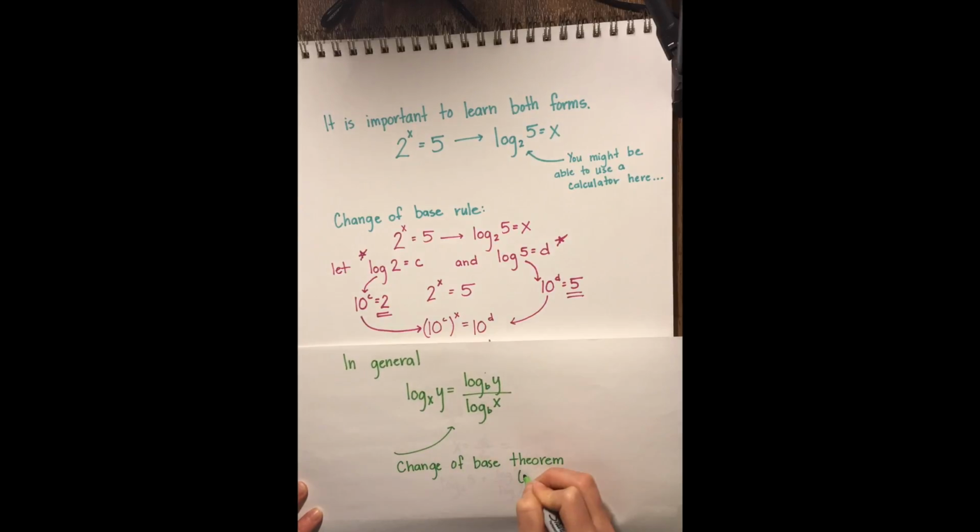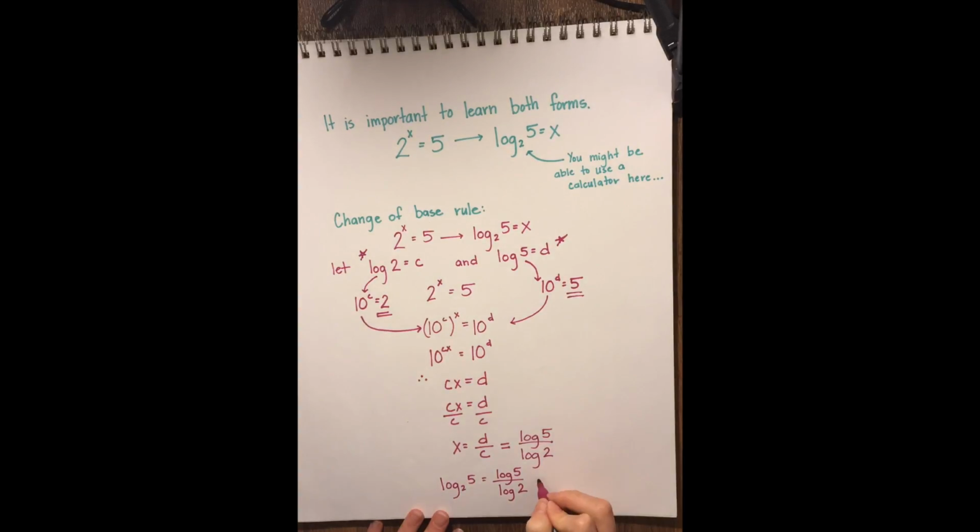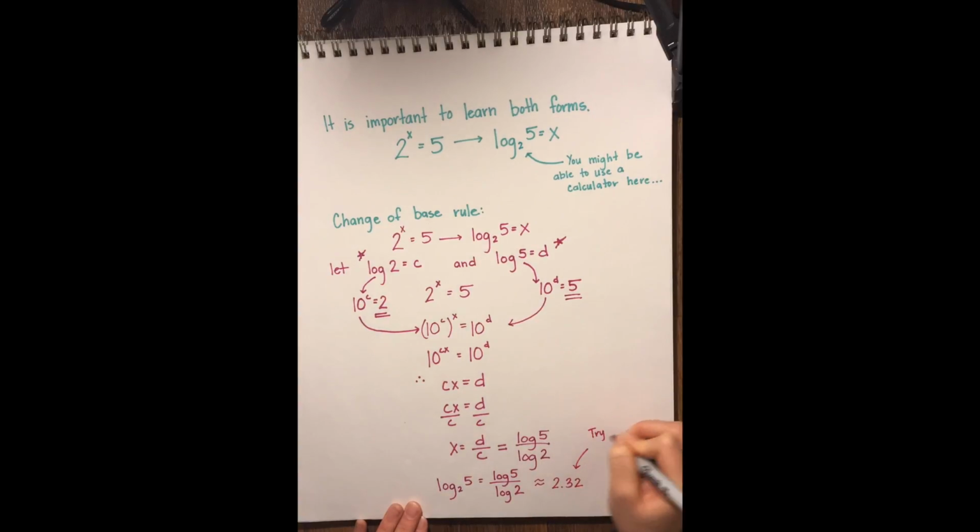Let's look back at our specific example. If you actually type log 5 divided by log 2 into a calculator, you should get approximately 2.32. You should try this on your own now and see if you get the same result. To learn more about logarithms, check out the logarithm playlist.